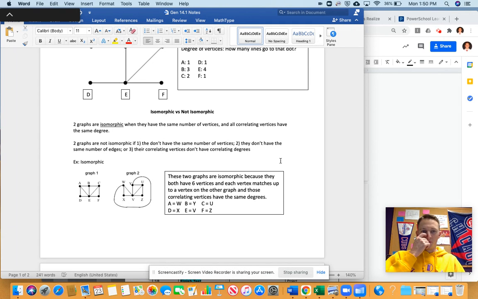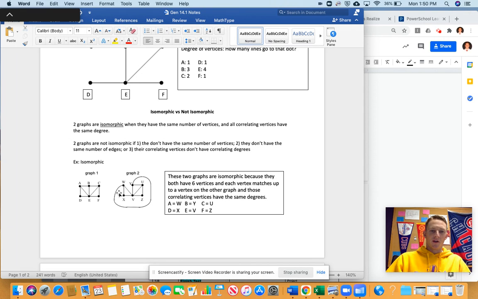Now moving on to isomorphic versus not isomorphic. Two graphs are isomorphic when they have the same number of vertices, and all correlating vertices have the same degree. Down here in our example of an isomorphic graph, we have 6 vertices, and the lines don't matter, I guess. So we have 6 vertices, and these have 6 vertices.